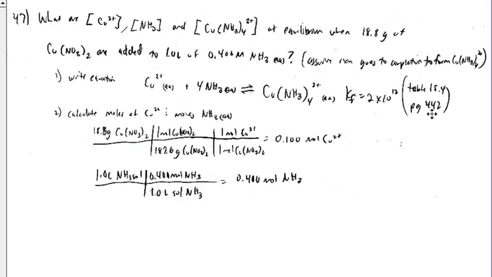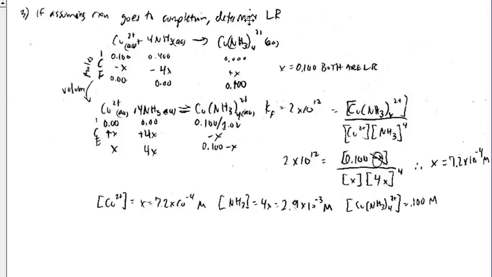The Kf comes from page 442 of the text, table 15.1, as 2 times 10 to the 12th. That equation will come back later. So you've got to break this down into parts. There's a lot going on here, but you're given some volumes and masses, and you need to convert those into moles. So you find out that from your 18.8 grams of copper 2 nitrate, you actually have 0.1 mole of copper 2 plus. From your 1 liter of 0.40 molar ammonia, you have 0.400 moles of ammonia.